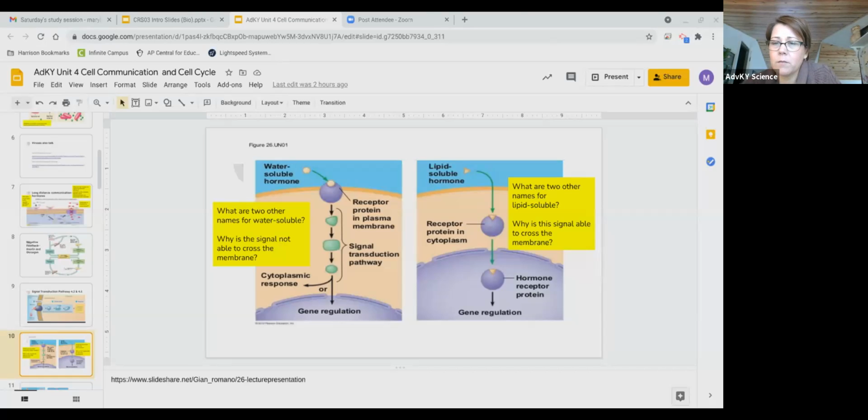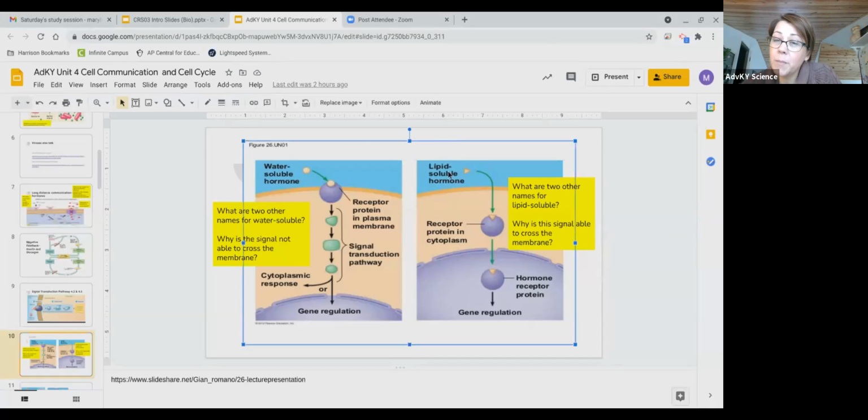In the other box here, kind of just the opposite, is lipid soluble hormone. I'm going to save us a little bit of time since you did so well on water soluble. Other names for it would be hydrophobic or non-polar. Since the membrane has that hydrophobic core, it can very easily pass through the membrane. Its receptor will be inside the cell, so we call that an intracellular receptor. A lot of times, that complex of the receptor with the lipid soluble hormone will act as a transcription factor and regulate gene expression.